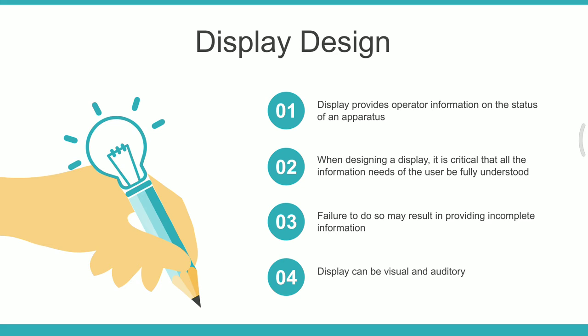The next one is display design. Display provides operator information on the status of an apparatus. When designing a display, it is critical that all the information needs of the user be fully understood. Failure to do so may result in providing incomplete information. Display can be visual and auditory.